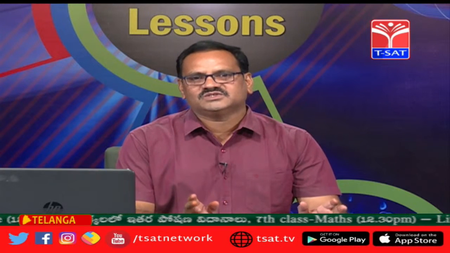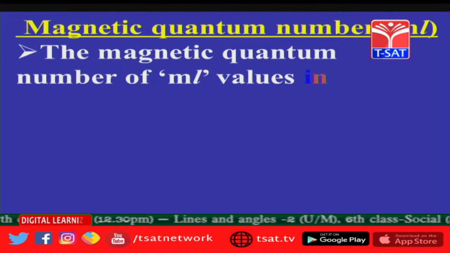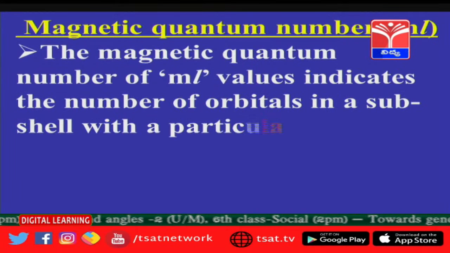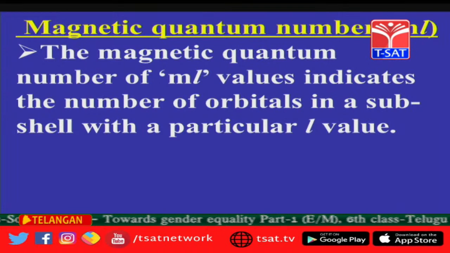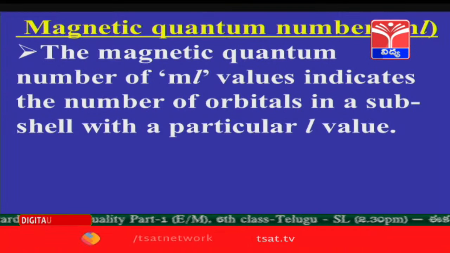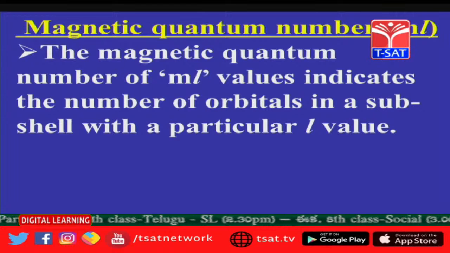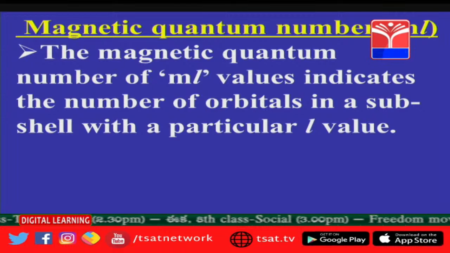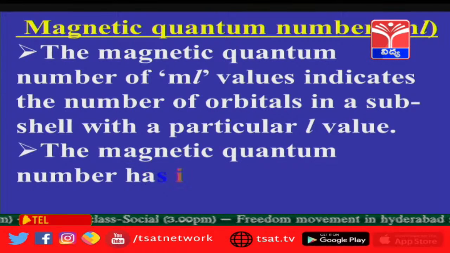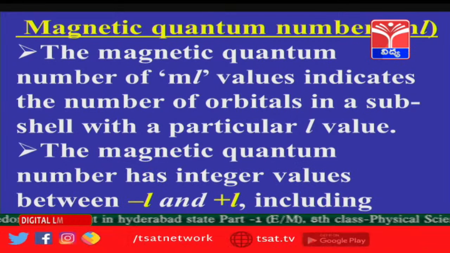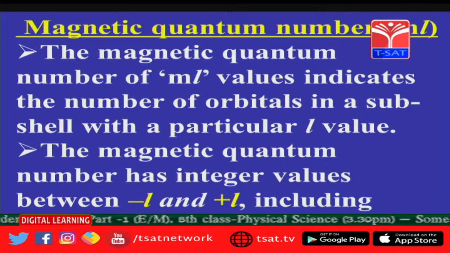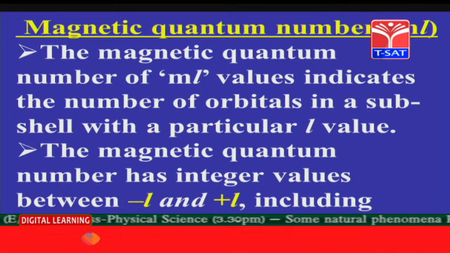Now let us go for another quantum number, magnetic quantum number, which is represented with the symbol ML. The magnetic quantum number ML values indicate the number of orbitals in a subshell with a particular L value, and the magnetic quantum number has integer values between minus L and plus L including 0.